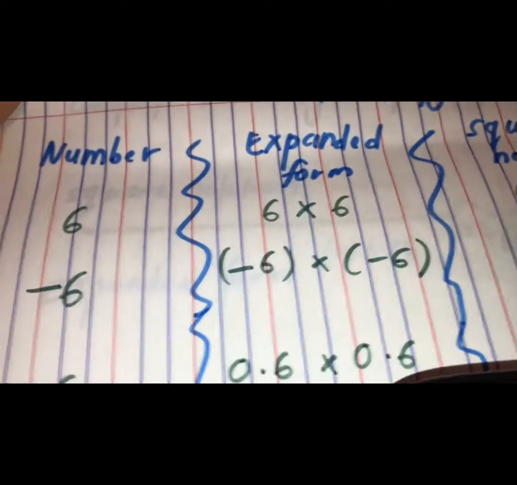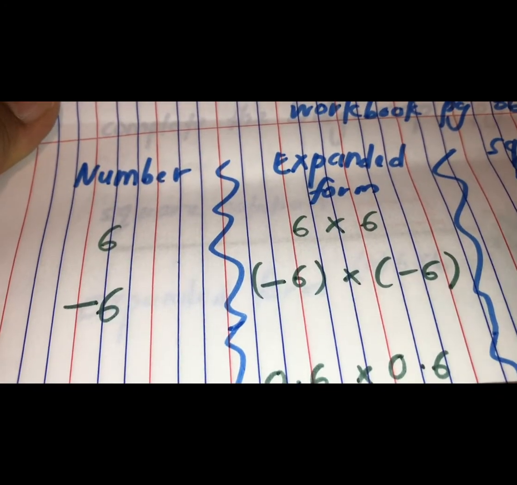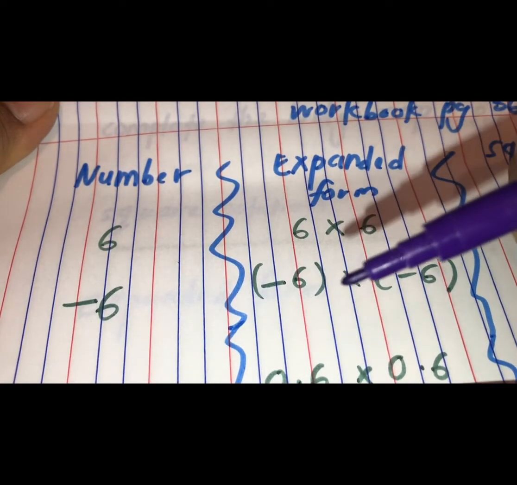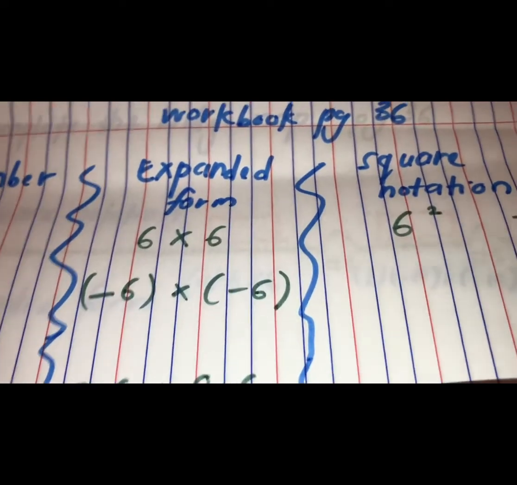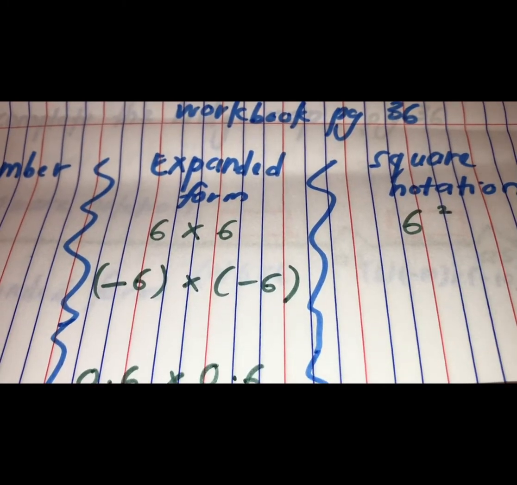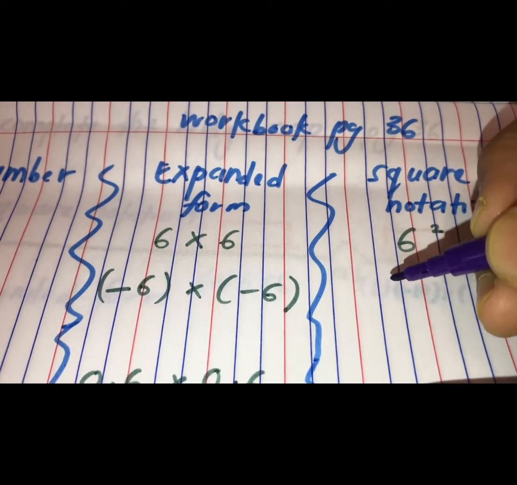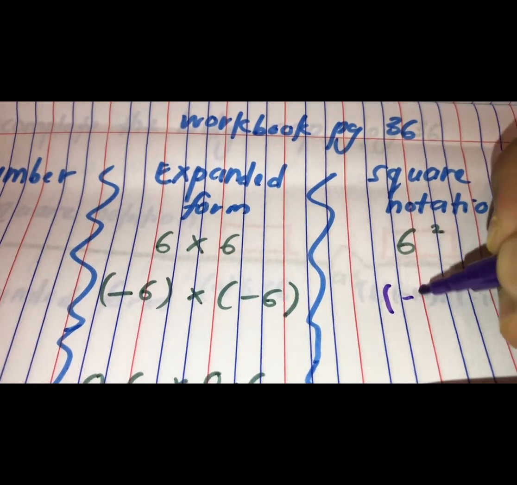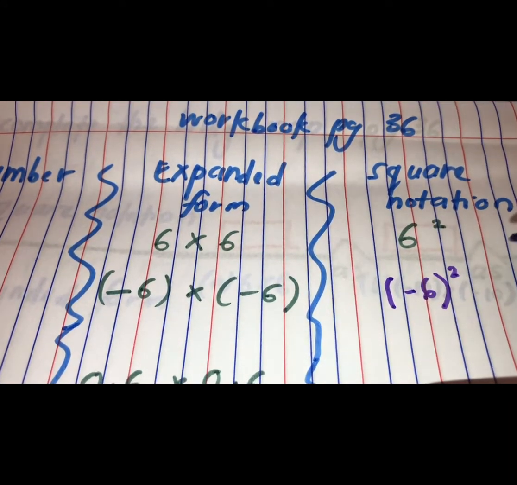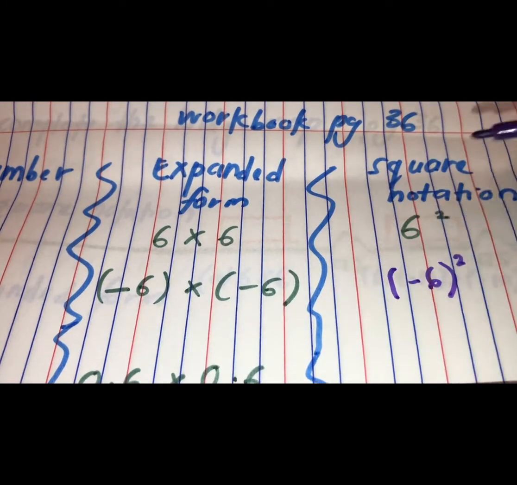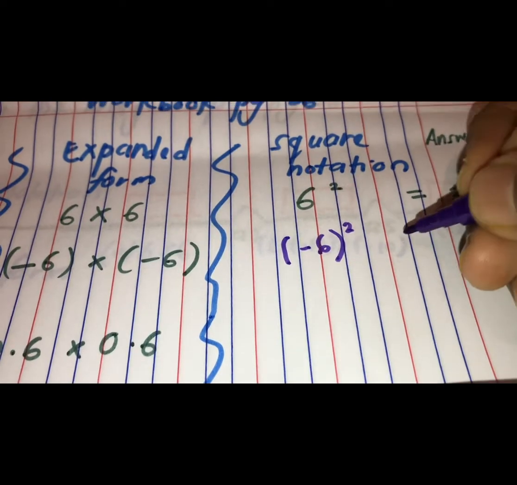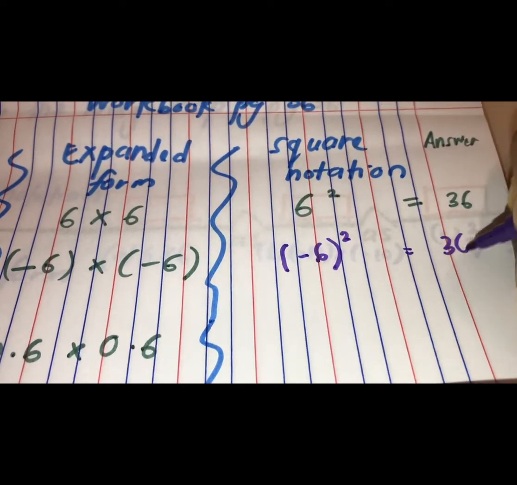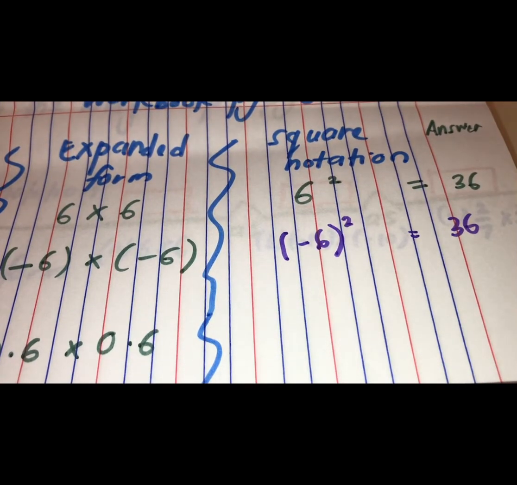Like this, number negative 6 in expanded form is negative 6 times negative 6. When you write in square notation, because this is negative, you write in bracket, negative 6 square. Negative times negative gives a positive value, 6 times 6, 36. When you square a negative, you get a positive value.